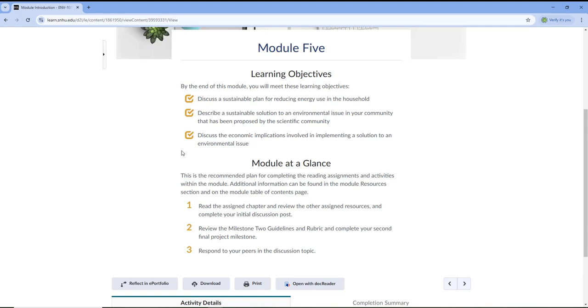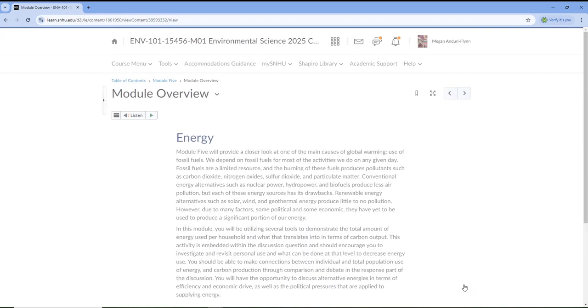The 2 assignments this week, first one will be the initial discussion board post. So you're going to be reading the assigned chapters and reviewing other assigned resources to complete that initial discussion board post. You'll also respond to peers in your discussion board posts, like always. So that's one of your assignments this week. And then the other assignment is the milestone 2. The milestone 2 will further help you complete part of your final project.